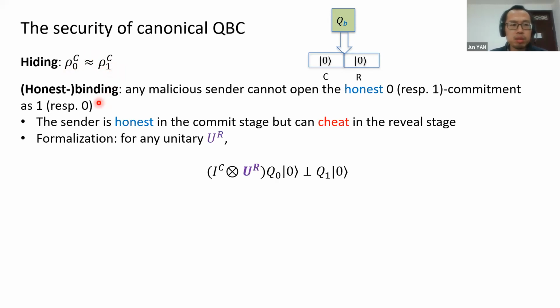Its binding property, which we call honest binding, says that any malicious sender cannot open an honest 0 commitment at 1 or an honest 1 commitment at 0. We highlight that here, the sender is honest in the commit stage, but can cheat, deviating in an arbitrary way in the reveal stage. That's why we call it honest binding. Formally, for any unitary U, maybe unbounded or polynomial size bounded, performing this U on quantum state Q00, the resulting state is almost orthogonal to Q10.